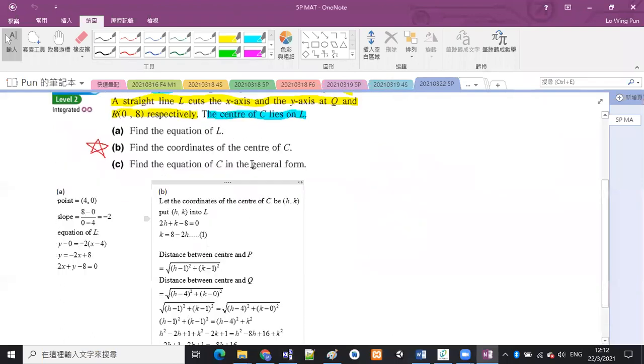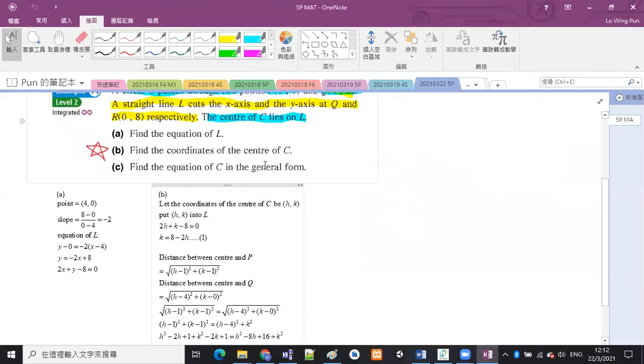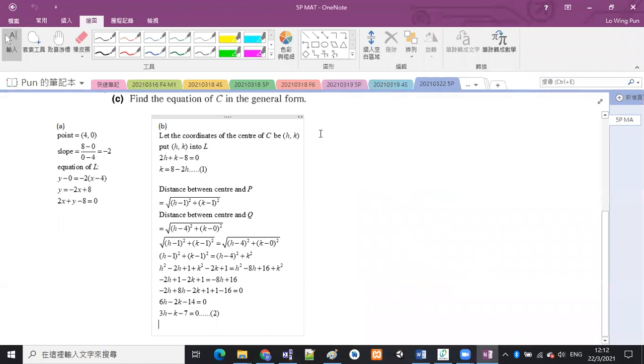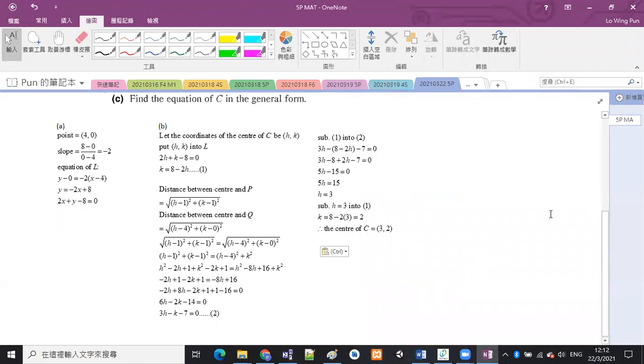And in part B, the question asks us to find the coordinates of the center of C. And the center of C will be (h, k). And now we have already found the values of h and k. So we can answer the question. Therefore, the center of C is (3, 2). Okay, so that is the answer of part B.